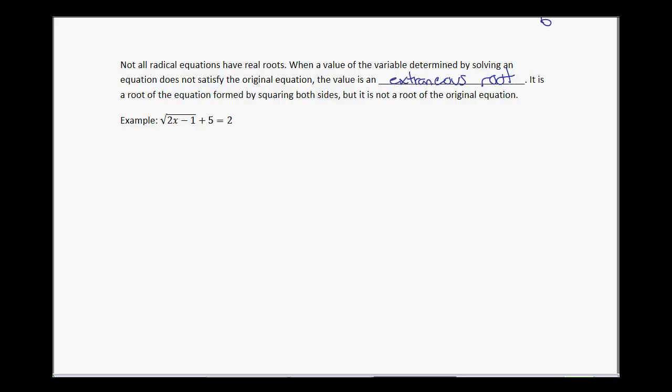Square root 2x minus 1 plus 5 equals 2. Let's go ahead and solve that. Square root 2x minus 1, moving the 5 over to the other side of the equation, we have 2 minus 5.